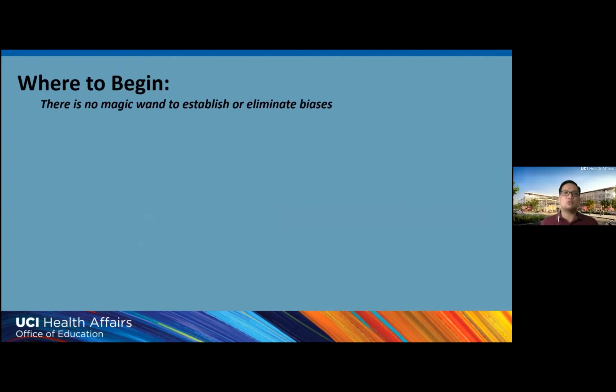So here are some ways to begin that I can suggest to you all. The first thing I will couch this in is that there is no magic wand to establish or eliminate biases. One of my favorite grad school cliches is that the mind is a muscle. There's not going to be a magic training or a magic checklist that will eliminate biases. These are things that constantly have to be worked on.